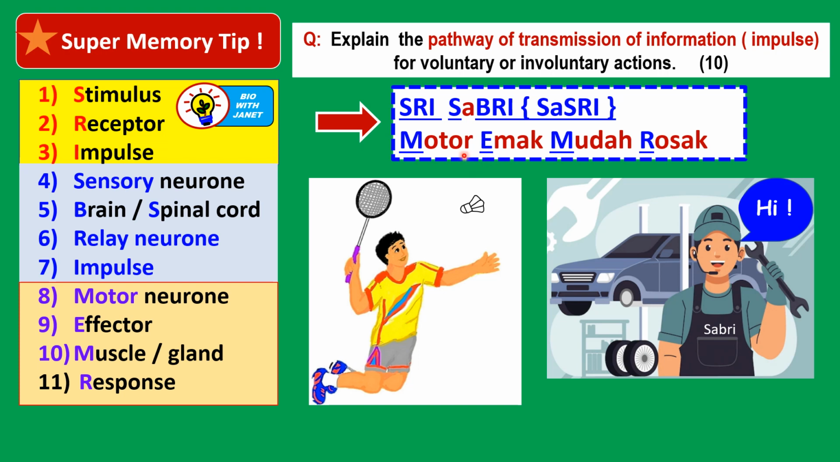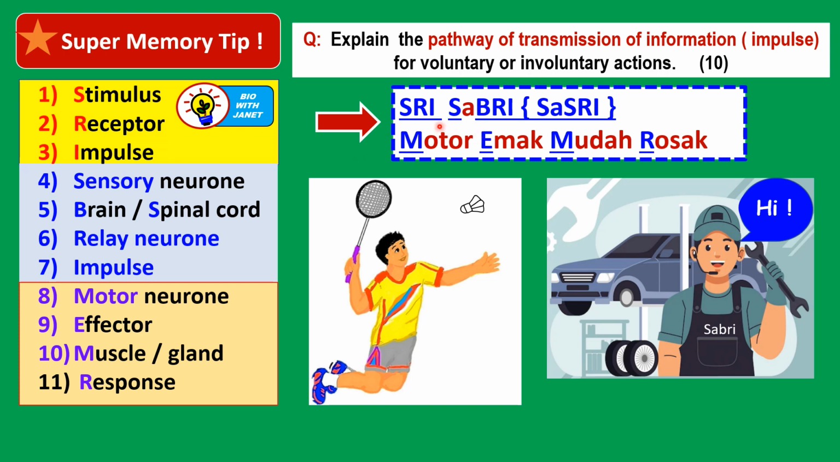The motor here is probably the motorbike, right? When you say motor, usually you mean the motorbike. So, "motor emak mudah rosak." The mother asked him to repair the motorbike for her, so she can use the motorbike to move around. So, Sri Sabri, motor emak mudah rosak.